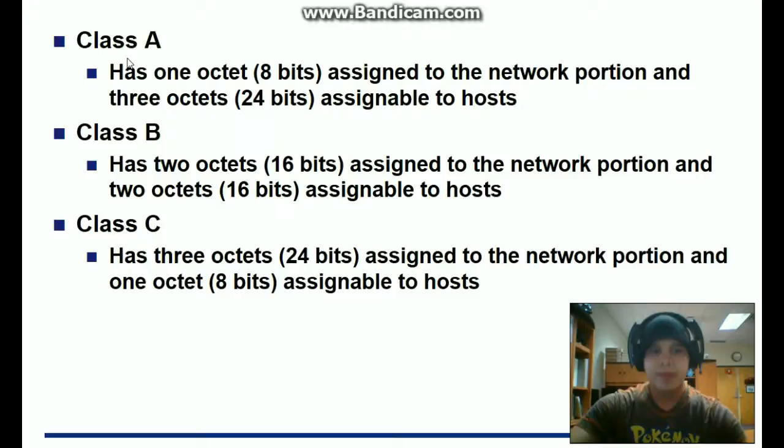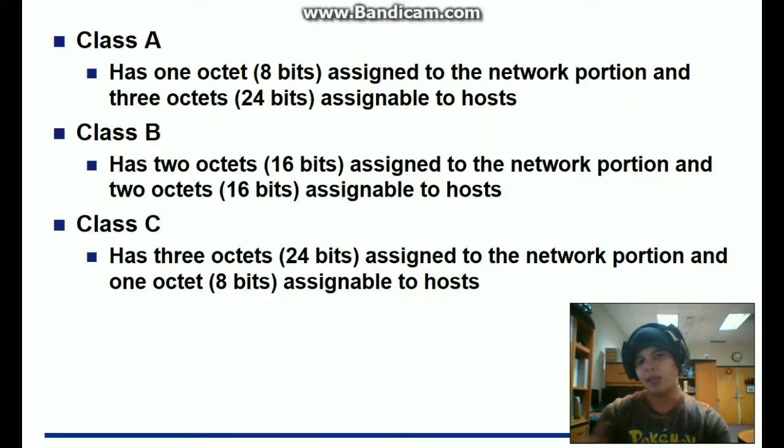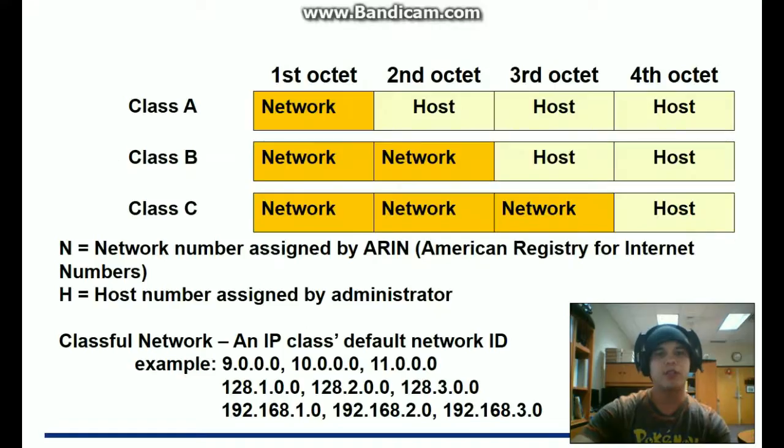Class A has one octet, which is 8 bits, assigned to the network portion, and the remaining 3 octets, which are 24 bits, are assigned to the host. Class B is the first 2 octets, and the last 2 octets are used for host. Class C is the first 3 octets are used for the network portion, and the last octet is assigned to the host.